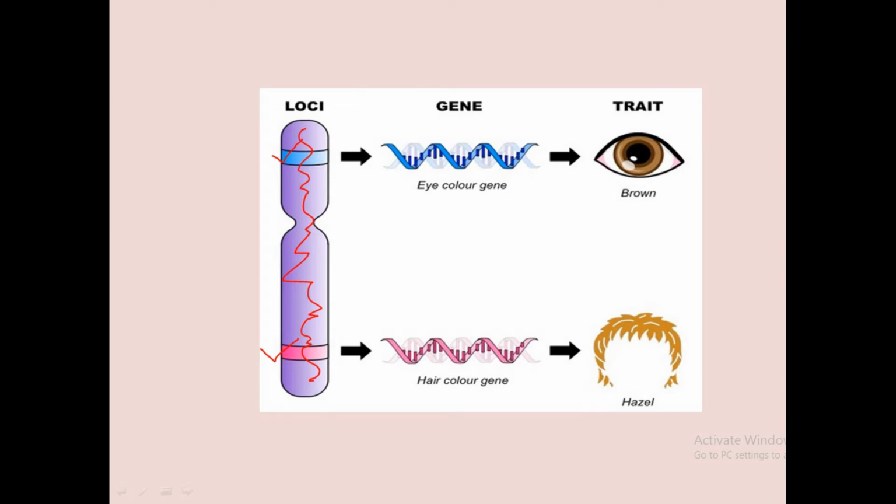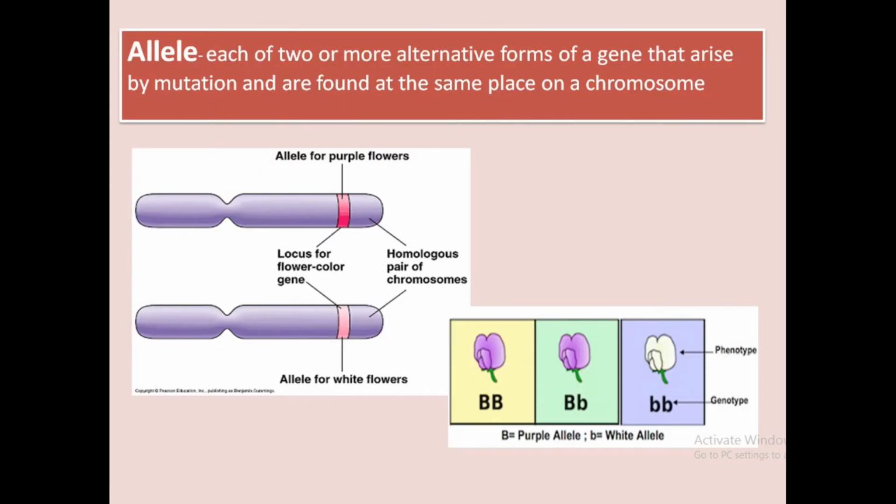So there are different kinds of characters that are present here, but the stretch of DNA that is present in this position of the chromosome is responsible for the hair color, and here the chromosome part is responsible for the eye color. Let's see what is allele.